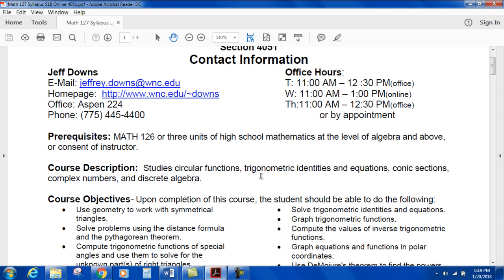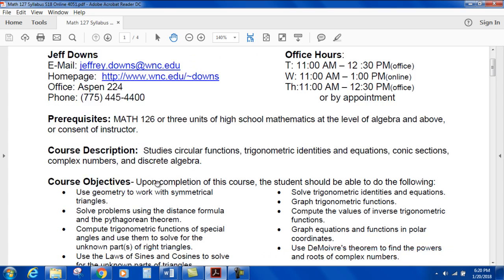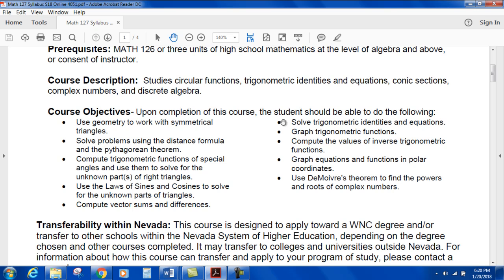The prerequisite for this class is Math 126, or 3 units of high school mathematics at the level of algebra and above, or consent of the instructor. Course description: study circular functions, trigonometric identities, equations, conic sections, complex numbers, discrete algebra. So there are the course objectives. I'm not going to go through them all.